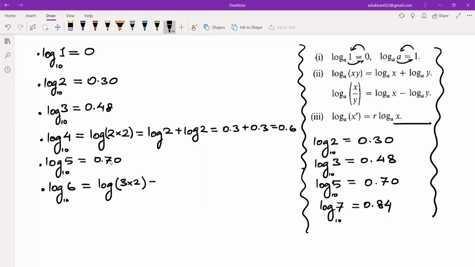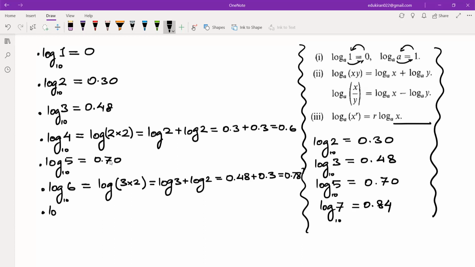And how can I write this? Log 3 into 2 as log 3 plus log 2. Very good. Which will be equal to 0.48 plus 0.3, which will be equal to 0.78. Okay.